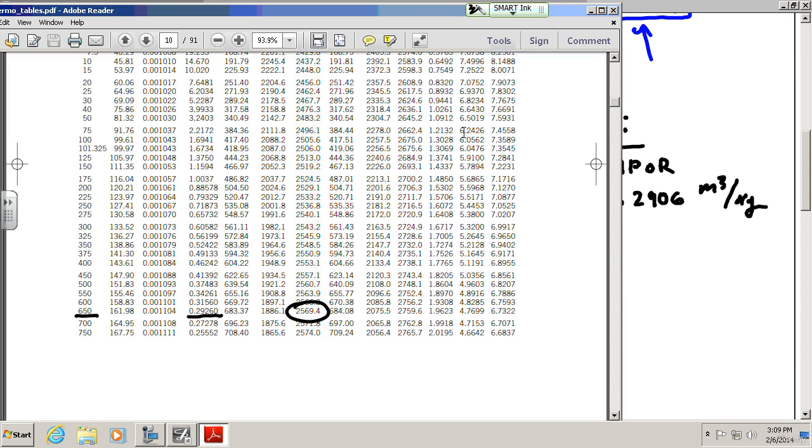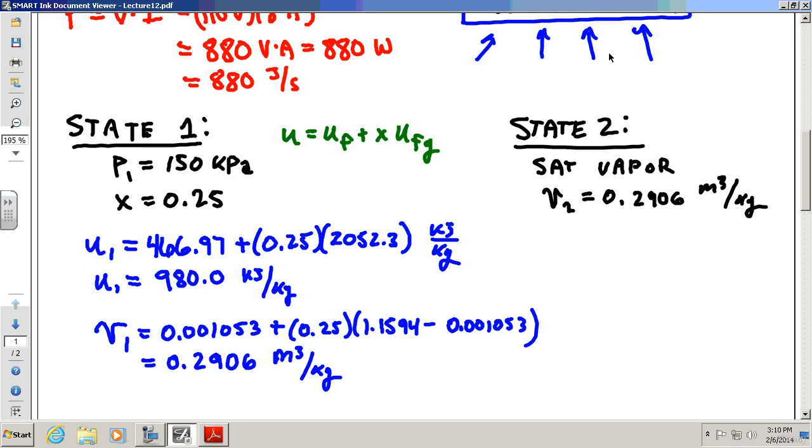That's going to be the internal energy of sat vapor. And that's going to be pretty good. That's going to be pretty darn close. 2569.4. So I'm going to write that down here. I'm going to say U2 is about 2569.4 kilojoules per kilogram. Now we got something going on here. Okay?